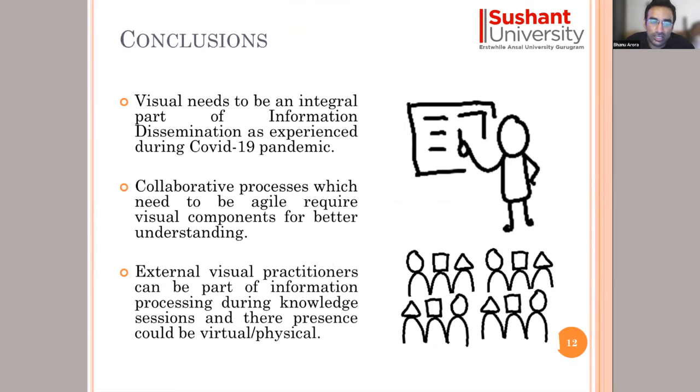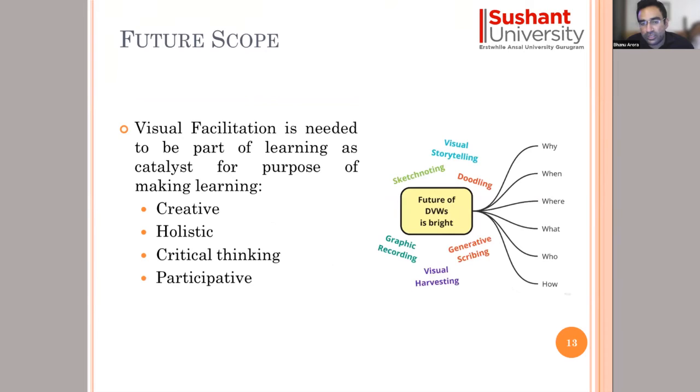So, conclusions: visuals need to be an integral part of information dissemination and experience during the COVID-19 pandemic. Collaborative processes which need to be agile require visual components for better understanding. External visual practitioners can be a part of information processing during knowledge sessions, and their presence could be virtual or physical as well. The future scope of the study is that visual facilitation needs to be a part of learning, as a catalyst for making learning creative, holistic, critical thinking, and participative.